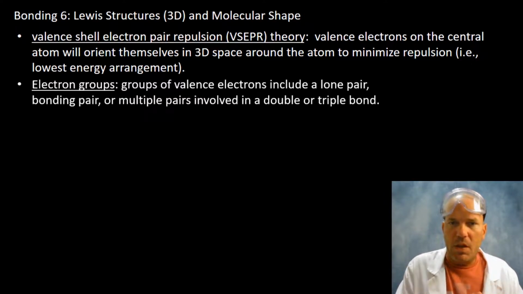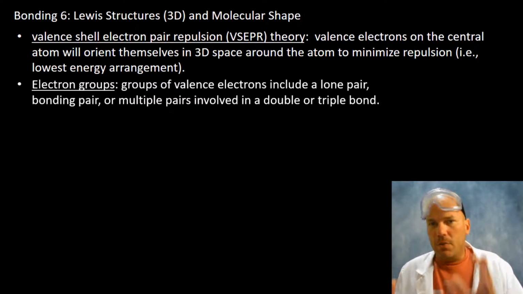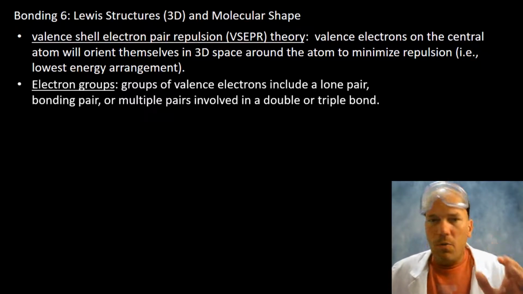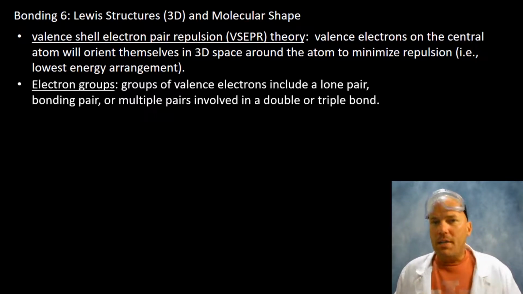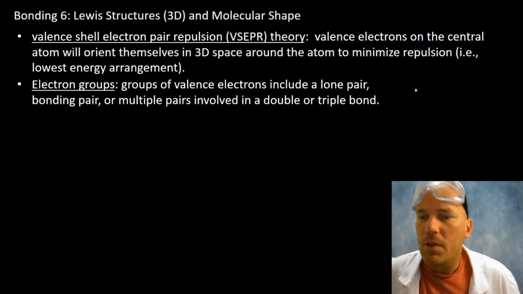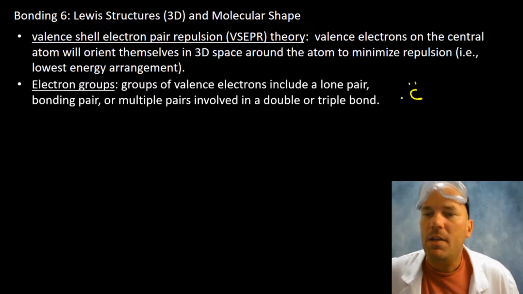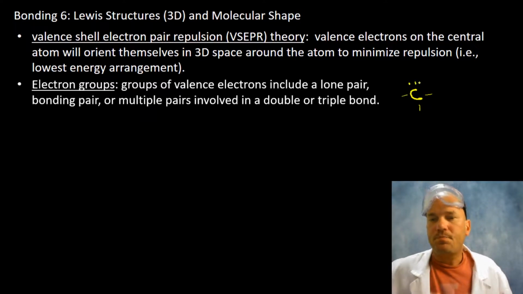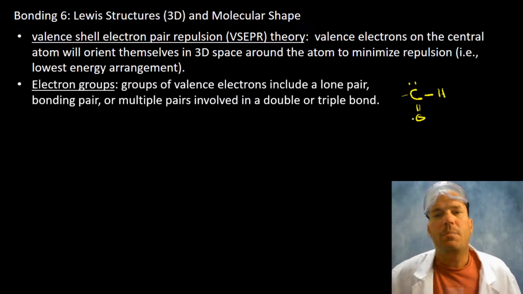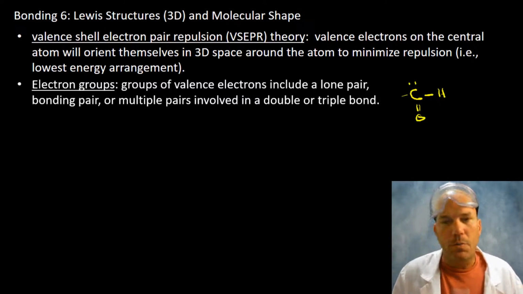Electron groups are defined as groups of valence electrons that are either lone pairs, bonding pairs, or multiple bonding pairs. So if we were to say carbon being a central atom, this is an electron group. This single bond would be an electron group. And even double and triple bonds would be considered electron groups.